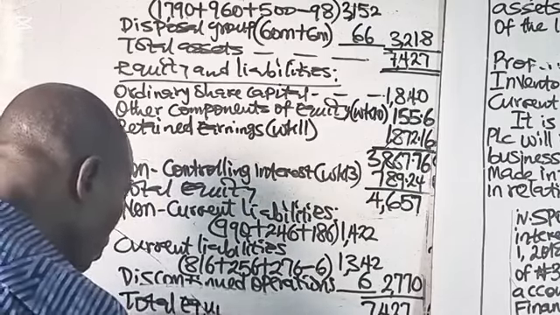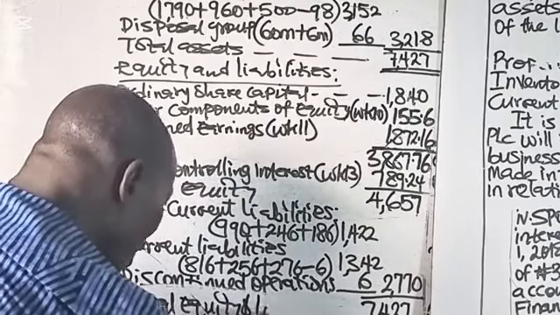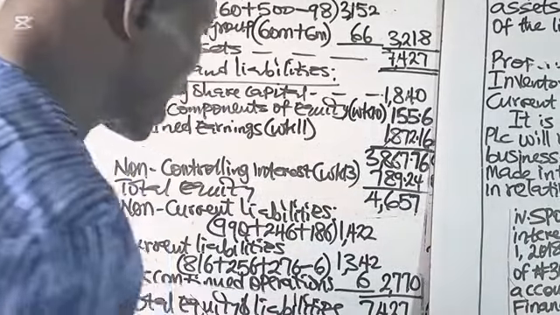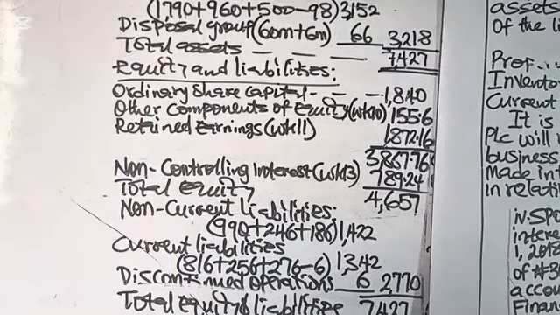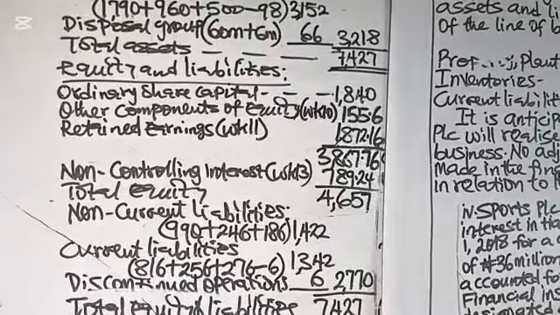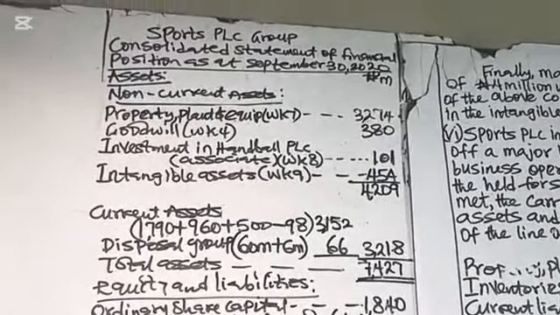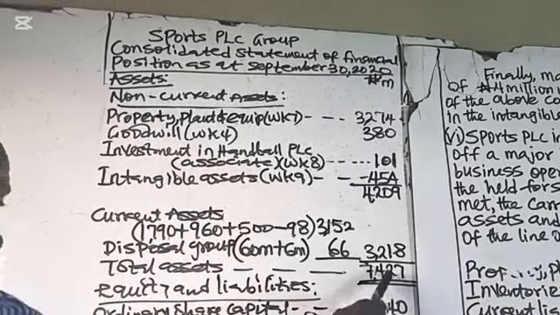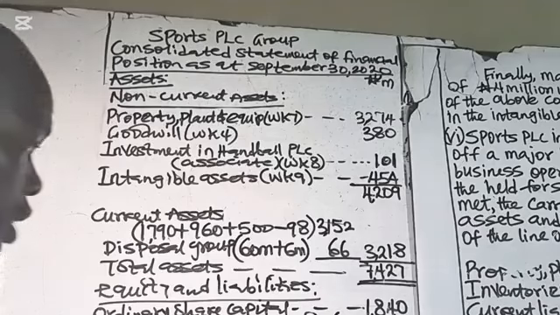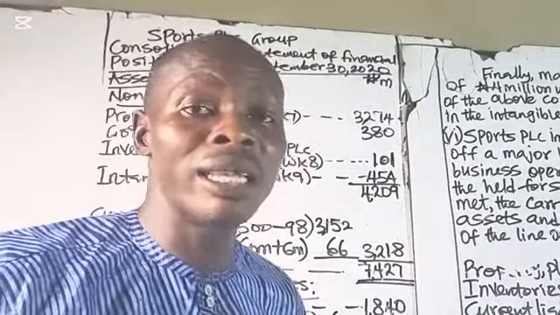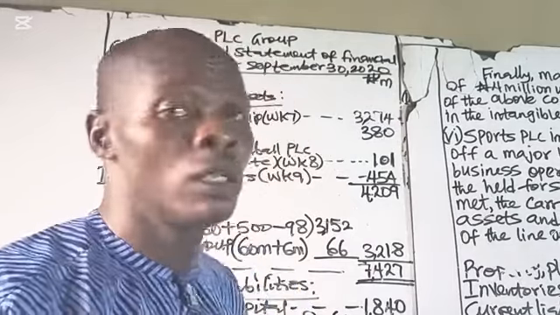That is total equity and liabilities. If you compare the total equity and liabilities with the total asset, you will see that it agrees with the total asset of 7427. Since it agreed, that means our account balanced. This marks the end of the solution to this question.